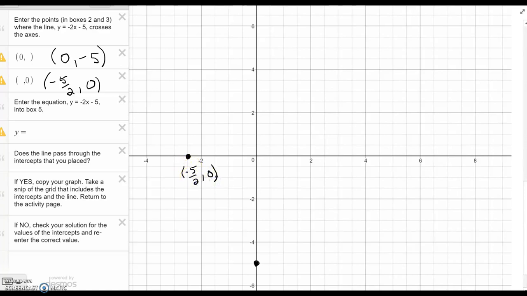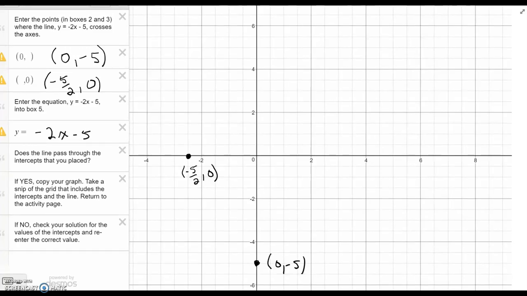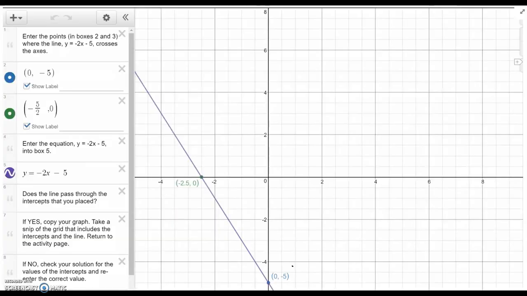We are also going to include the equation y equals negative 2x minus 5. And if the line passes through the 2 points that we've calculated, then we know we have done our calculations correctly. And so when we put this information into Desmos, we end up with a graph that looks like this.